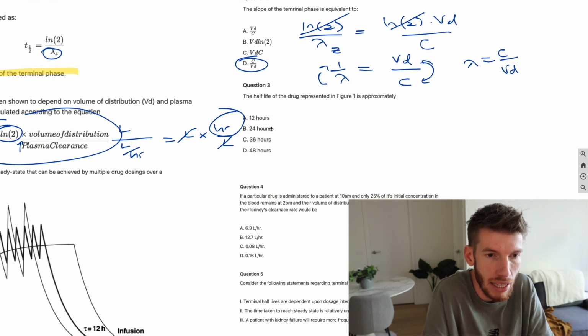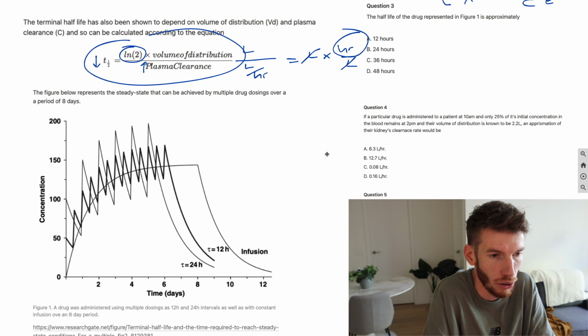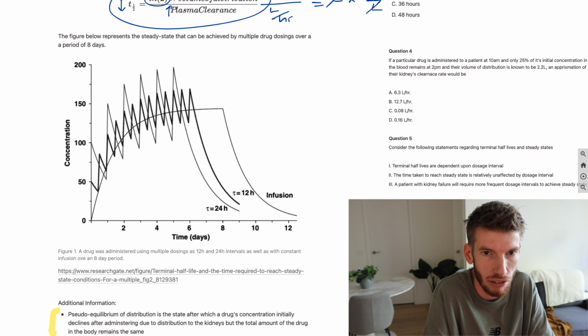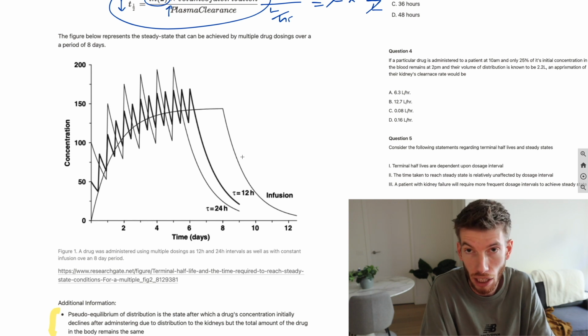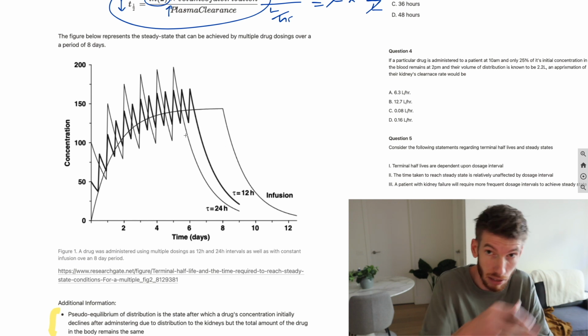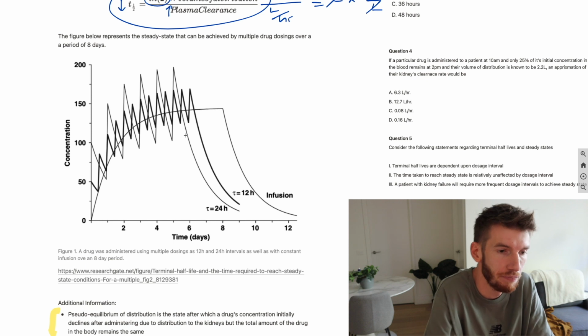Then number 3, the half-life of the drug represented in figure 1 is approximately. So we're going to go to figure 1. We're looking for the half-life. We can see that it was being dosed every 12 or 24 hours. The infusion one is not going to help because we're not going to get to see the decay rate at all, because it's constantly being upped.